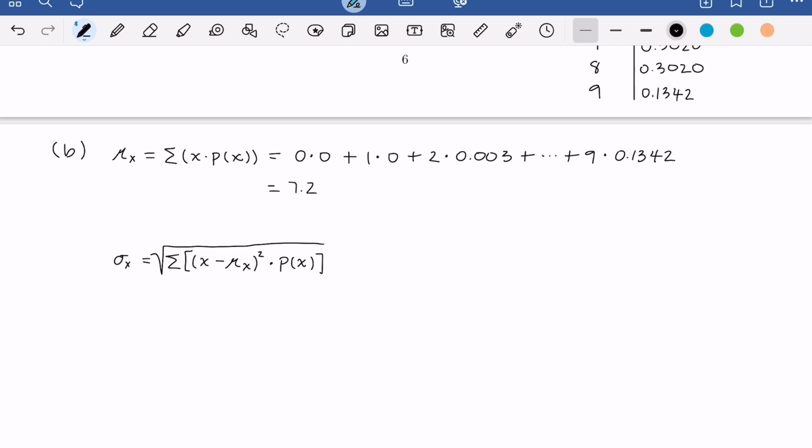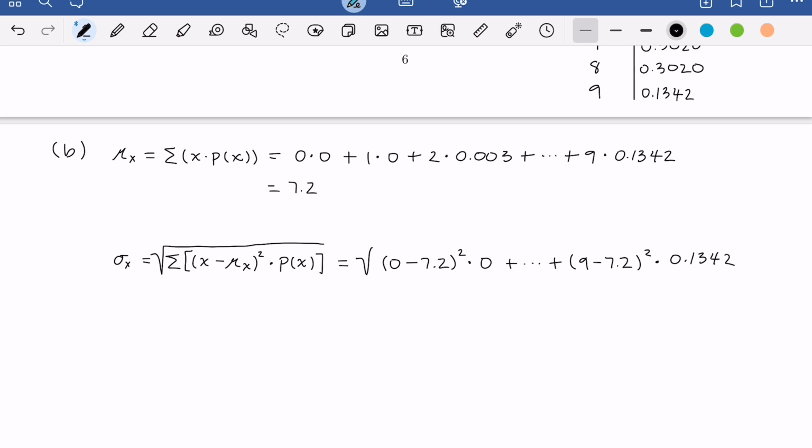So taking the square root of the sum of, first we're going to take our x being zero, so having zero successes, and subtract out the mean. We're going to square that and multiply by the probability, which is zero. So we're going to do this all the way up to x equal to 9, so we have 9 successes. Subtracting out the mean, squaring that, and multiplying by the corresponding probability.